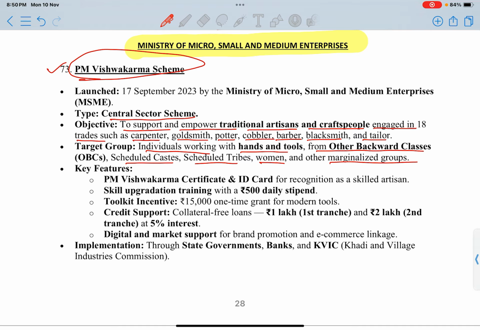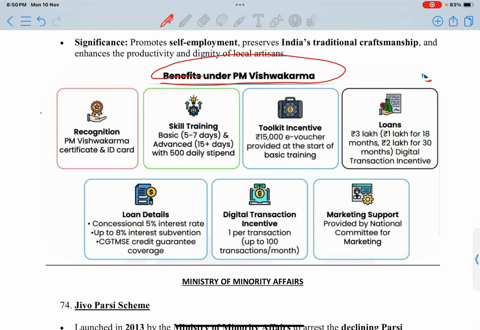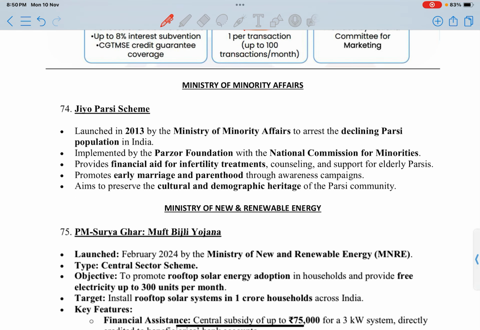Target group: individuals working with hands and tools from Other Backward Classes, OBCs, Scheduled Castes, Scheduled Tribes, women, and marginalized groups. Features: PM Vishwakarma certificate and ID card for recognition as skilled artisans. Skill upgradation training with 500 daily stipend. Toolkit incentive, credit support, digital and marketing support, etc. Very important. Next, benefits under PM Vishwakarma. You go through it. Recognition, skill training, toolkit incentive, loans, loan details are there. Digital transaction incentive, marketing support, etc.